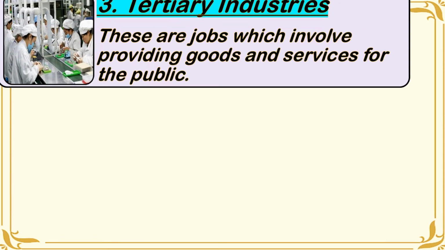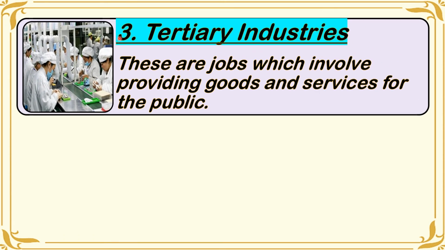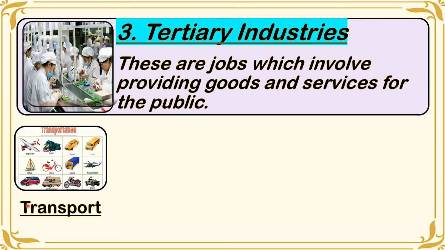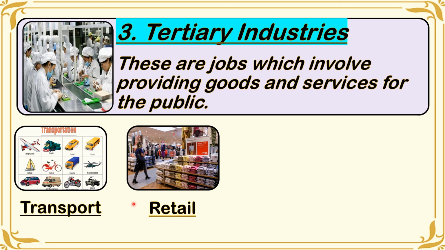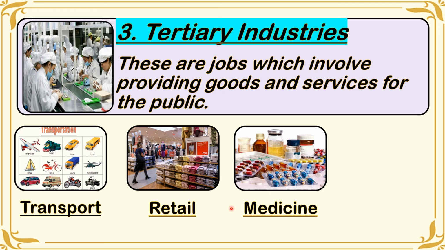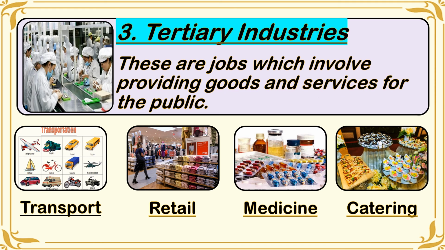Now class, the third type of work that we are going to study is about tertiary industries. These are jobs which involve providing goods and services for the public. People that will provide goods or sell goods or give services to the public or for the people. And here are some examples. Transport, retail or people who are selling, medicine like doctors, nurses, catering provides services for people.